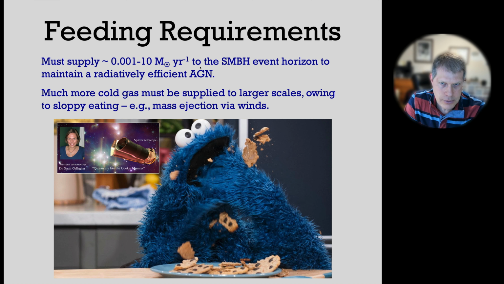Now, that's the mass that you're supplying to the event horizon. That's not necessarily all the mass that has to flow inward. Indeed, we believe that much more cold gas must be supplied to just somewhat larger scales, to the outer parts of the accretion disk and the torus, for example. And that's because supermassive black holes are sloppy eaters.